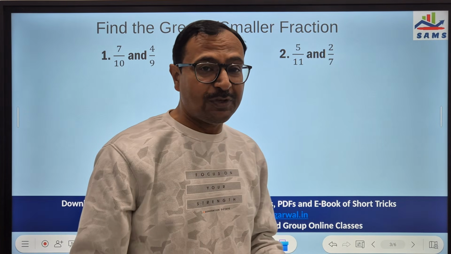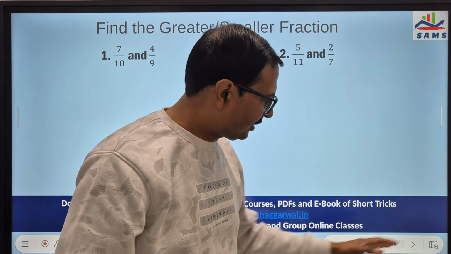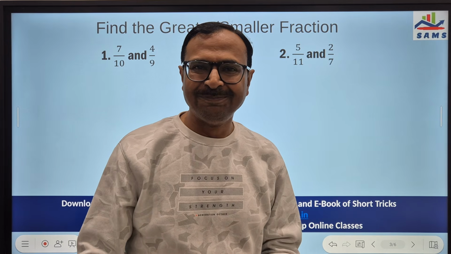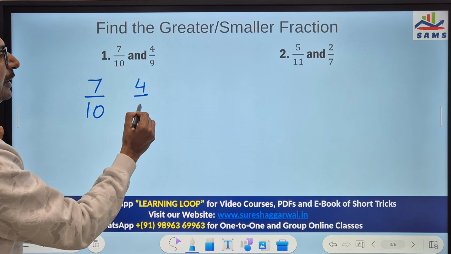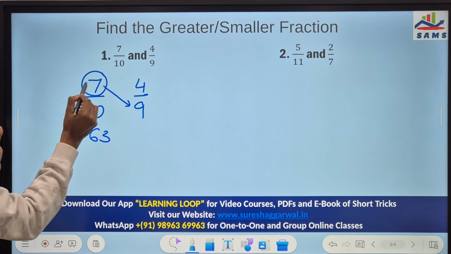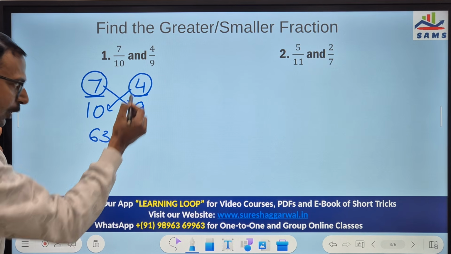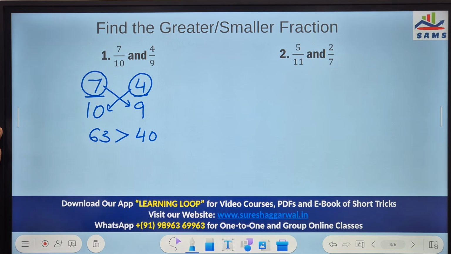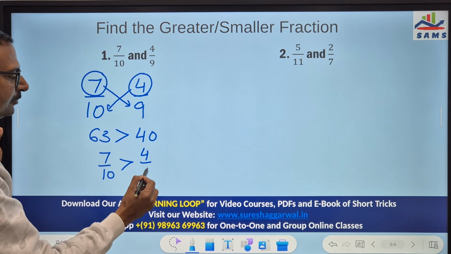Can we do it within 5 to 7 seconds each question? That is the test. And after doing all these questions, if you say to yourself it really works, purpose solved. So here we have 7 upon 10 and then we have 4 upon 9. So 7 times 9 is 63. I'll write it above 7. And then 4 times 10 below 4. So this is 40. And now I know that 63 is greater than 40. So 7 by 10 is greater than 4 by 9.